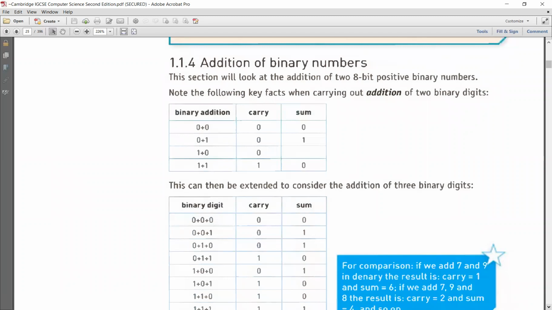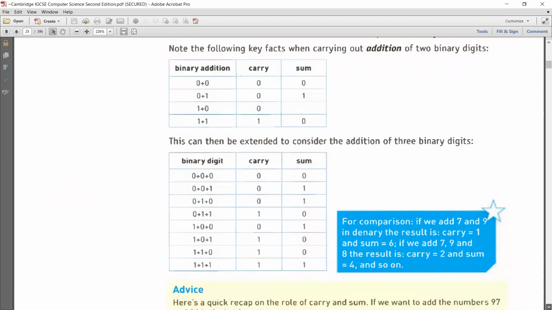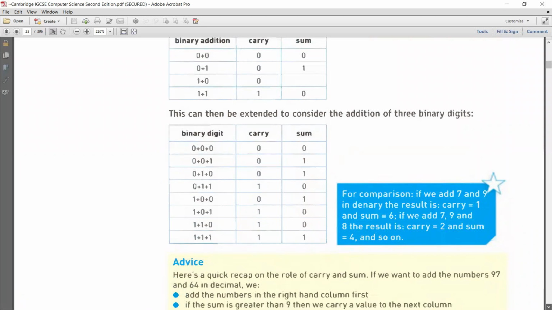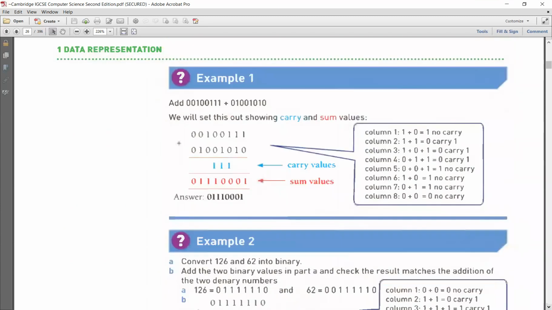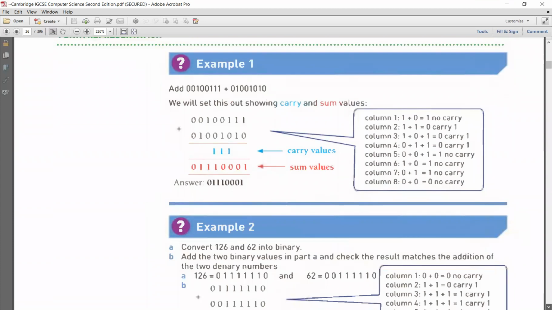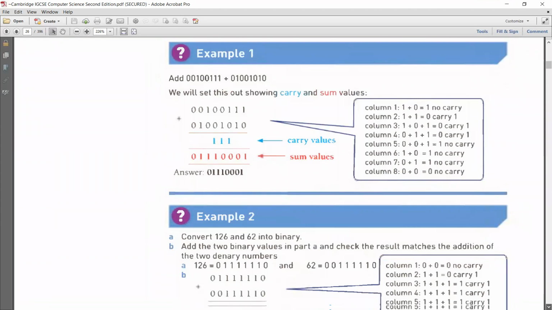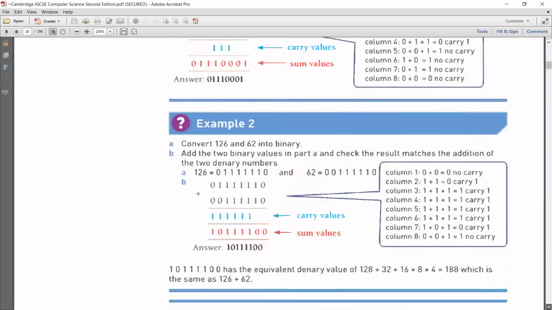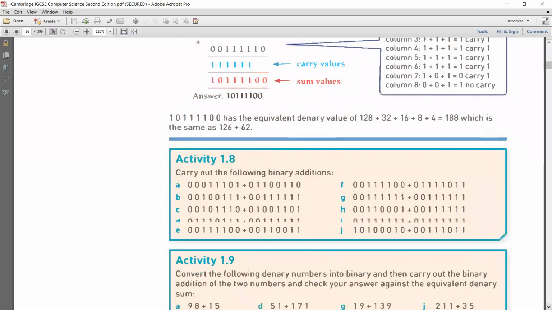And similarly, if you have 1 plus 1 plus 1, 3 ones are here, so you will have 1 carry and 1 sum. This is something that you can remember and you can practice, but do practice. And along with that, you need to know the concept of an overflow. Like, for example, if I'm adding 2 binary values, which are coming in 8 bits, but I am getting the final answer of addition in 9 bits, then definitely that will result in a situation that is called overflow. So you need to remember this concept of overflow.